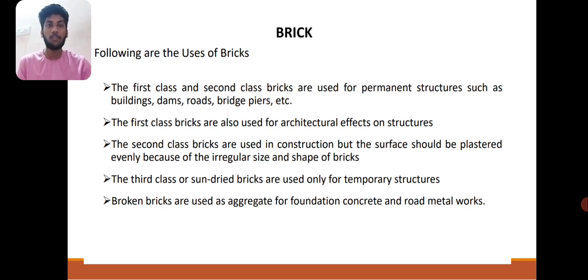Following are the uses of bricks. The first class and second class bricks are used for permanent structures such as buildings, dams, roads, bridge piers, etc. The first class bricks are also used for architectural effects on structures. The second class bricks are used in construction, but the surface should be plastered evenly because of the irregular size and shape of bricks. The third class or sun-dried bricks are used only for temporary structures. Broken bricks are used as aggregate for foundation, concrete, and road metal works.